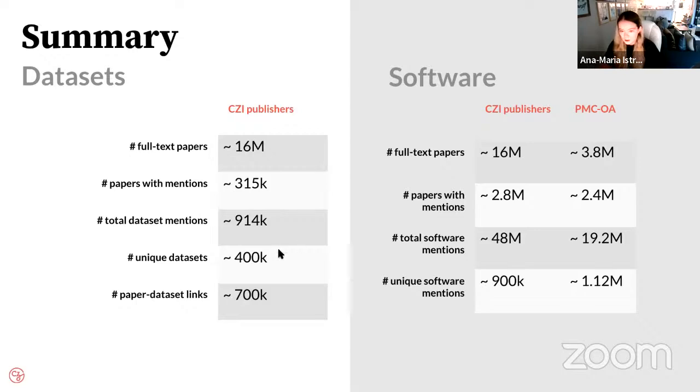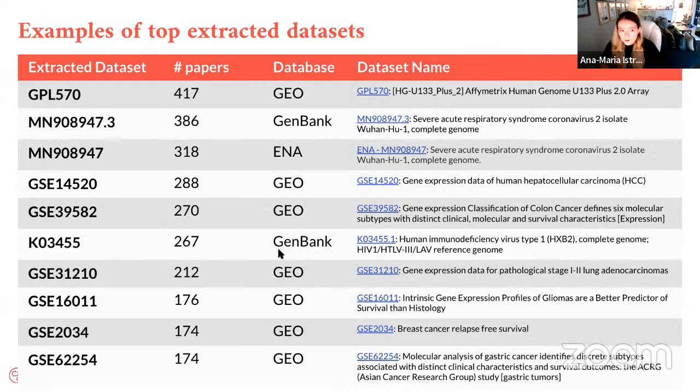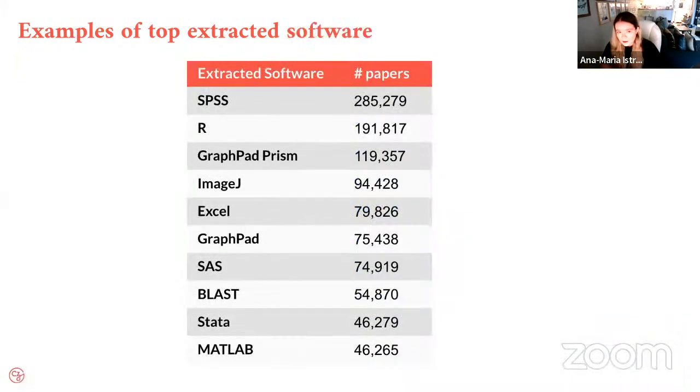Here is an example of top extracted data sets from our corpus. These are entries, again, in databases such as GEO, GenBank, and it's interesting to see that the second and the third entries that come on top are the complete genome sequencing of the coronavirus isolate. As an example of top extracted software, SPSS, R, GraphPad Prism, ImageJ, Excel, SAS, BLAST, Stata, and MATLAB are things that come on top, along with the number of papers in which each mention appeared.